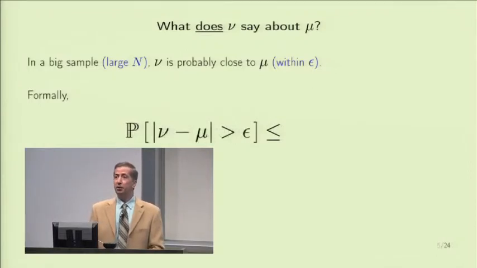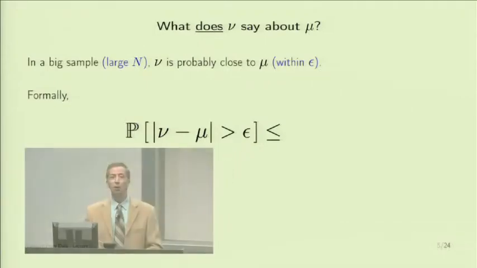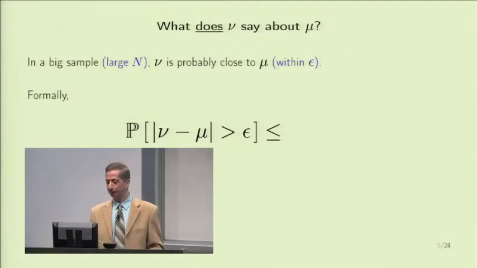It is that nu does not approximate mu well. They are not within epsilon of each other. And if you look at it, here you have nu minus mu in absolute value, so that's the difference in absolute value. That happens to be bigger than epsilon. So that's bad, because that tells us that they are further away from our tolerance epsilon. We don't want that to happen. And we would like the probability of that happening to be as small as possible. Well, how small can we guarantee it?